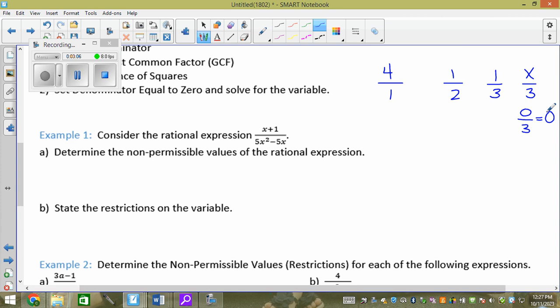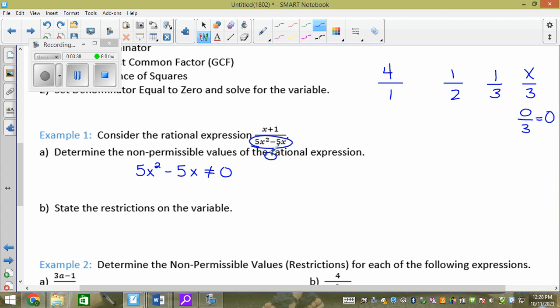So let's look at this denominator. So we have 5x squared minus 5x. And it can't equal what? What can't my denominator equal? 0. If this whole thing works out to 0, I have problems. We agree? Therein lies the issue. If that denominator somehow turns itself into a 0, we have problems.